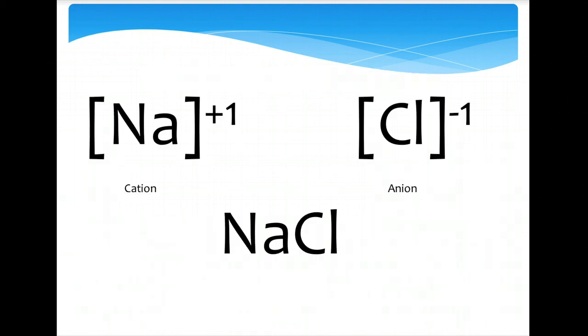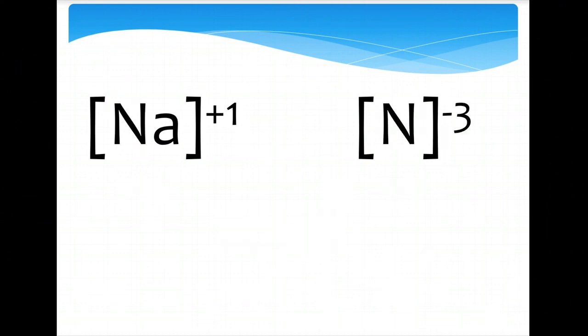Okay, so let's look at an example here back at sodium chloride. Okay, we see here that the positive 1 charge balances out with the negative 1 charge. So this combines in a 1-to-1 ratio. But that's not always the case. Let's say instead of chlorine, the sodium was going to bond with nitrogen. Well, the oxidation number of sodium is a +1. The oxidation number of nitrogen is a negative 3.